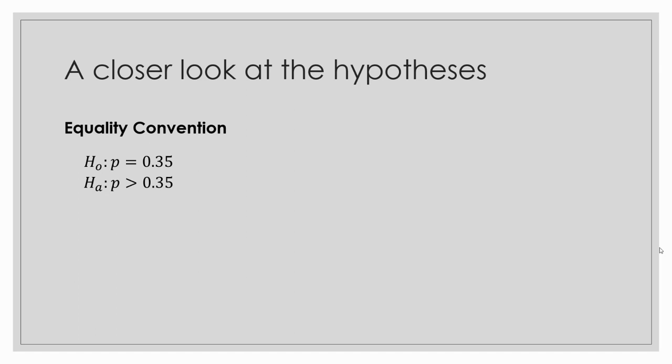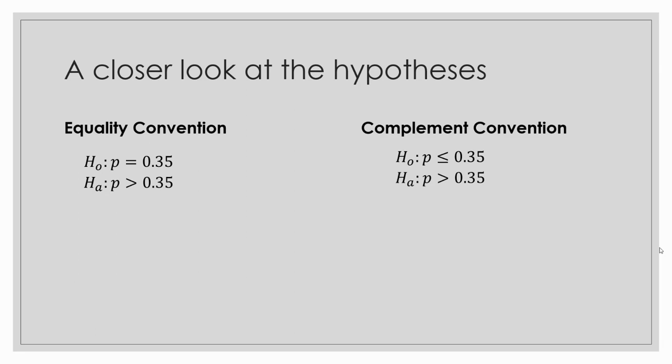There are some textbooks that use what's called the complement convention. And so what they do is they take the complement of the alternative hypothesis. So for example, if the alternative is greater than, then the null hypothesis would be less than or equal to. Similarly, if the alternative was less than, then the null would be greater than or equal to.